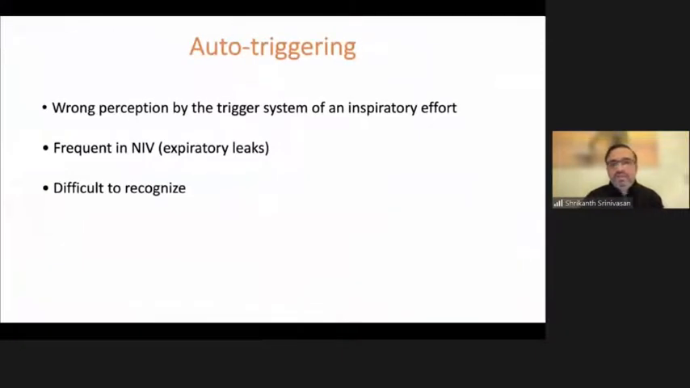Now coming to the next trigger asynchrony, called auto-triggering. Auto-triggering is one of the commonest things which we see quite often. Here, basically, the trigger which we have set is probably too low, so that any exogenous or extraneous impact leads to the ventilator presuming that the patient has triggered a breath, and it gives an inspiratory effort. Right? Although it is very commonly seen, it is quite difficult to recognize. It's very frequent in non-invasive ventilation because of expiratory leaks.